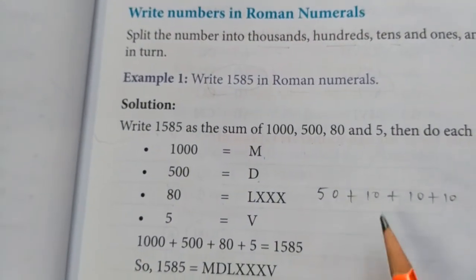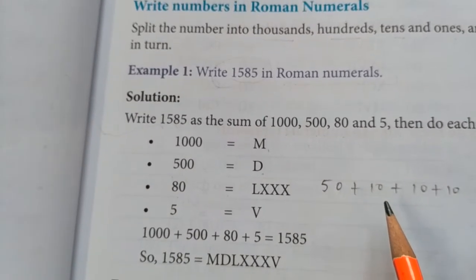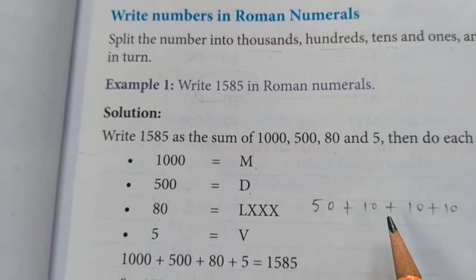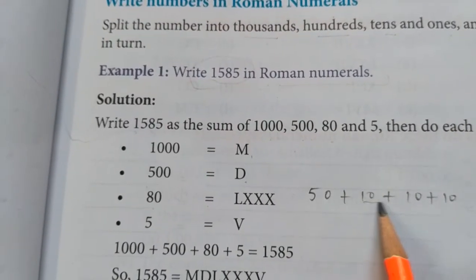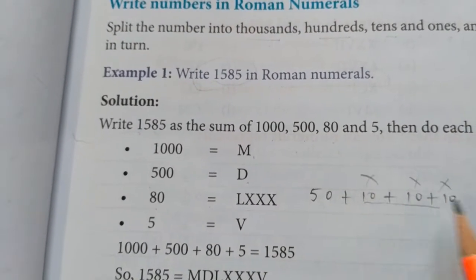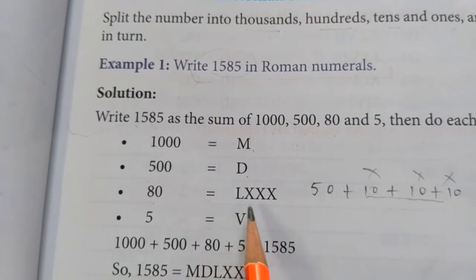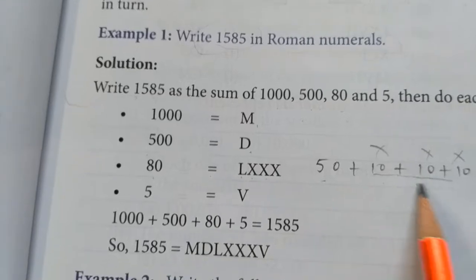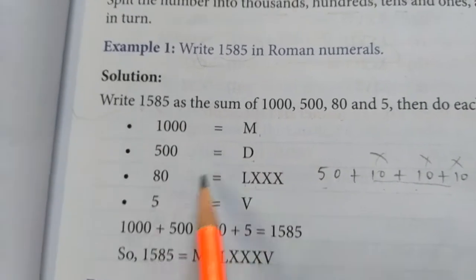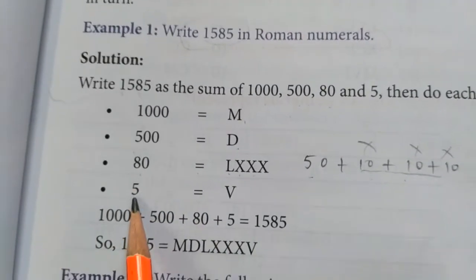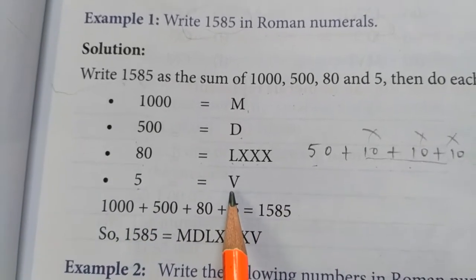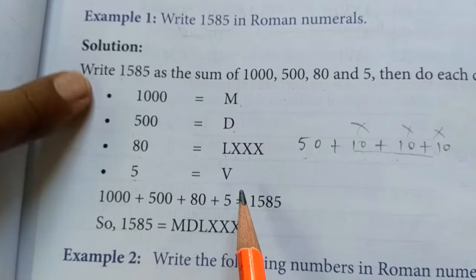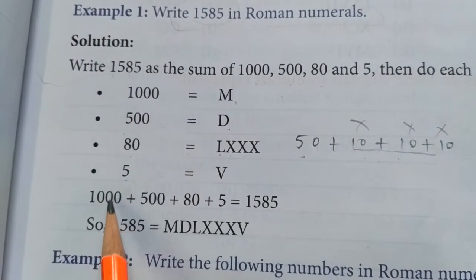Okay, and it was also a rule that the symbols I, X and C can be repeated a maximum of 3 times. So I have repeated the symbol X up to 3 times. In that way it can be written as L for 50 and triple X for 10, 10 and 10. So that's why we can write 80 in this way. And now 5. The last one is the 5, which is represented by V.